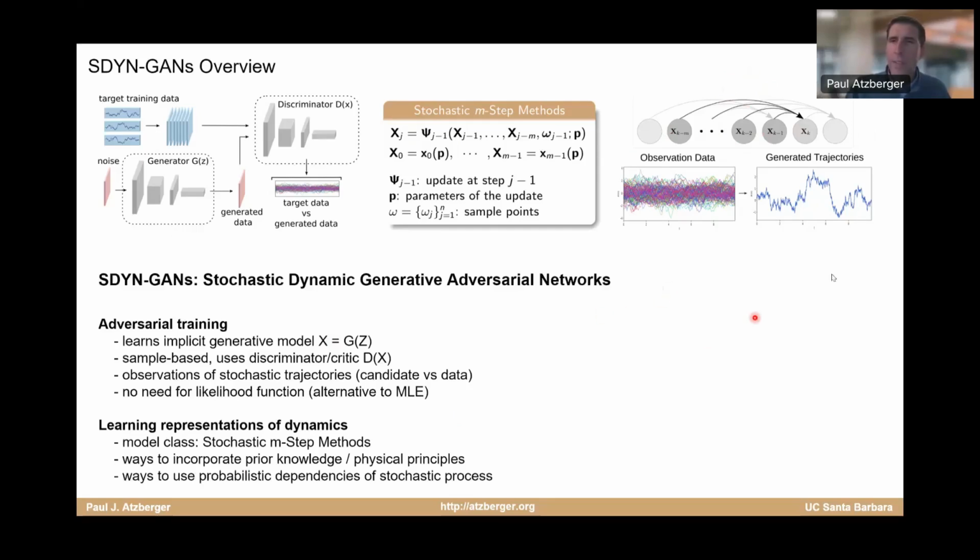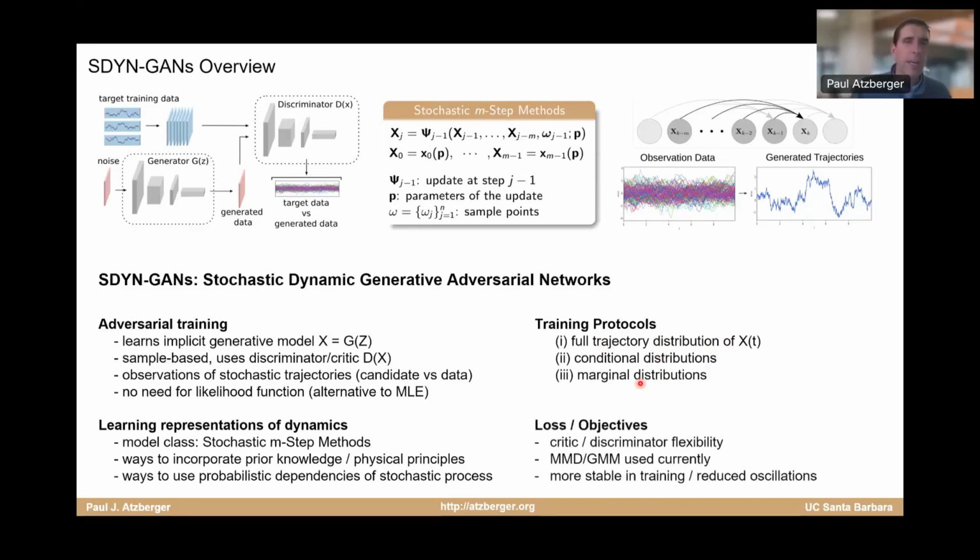Once you do that, there's also a way to introduce different training protocols. You can train this quite effectively not just using the full trajectory data, but also using conditional distributions or even just marginal distributions. This allows for potentially big reductions in the number of dimensions you have to deal with during training, because you can utilize trajectory fragments. I'll show some results there, as well as downsampling by using different timescales, tau.